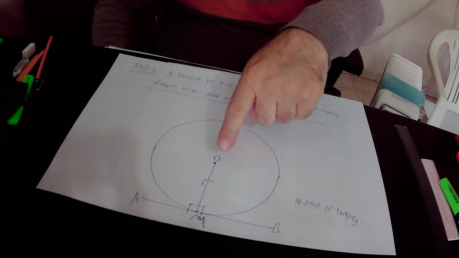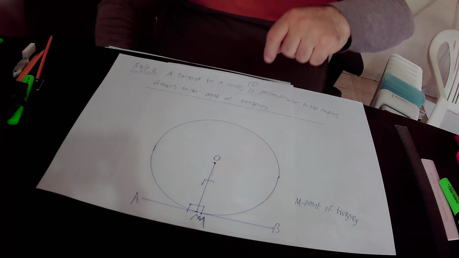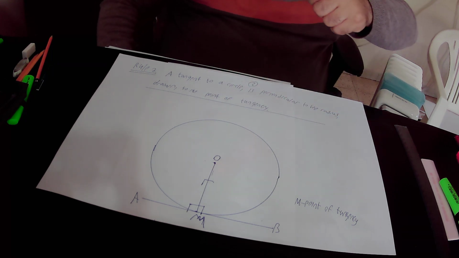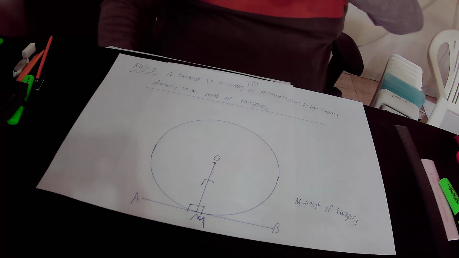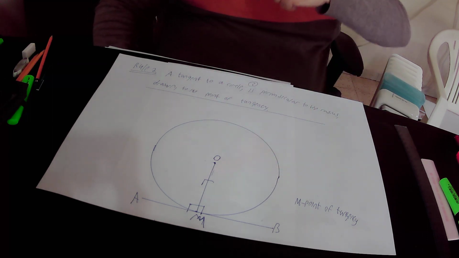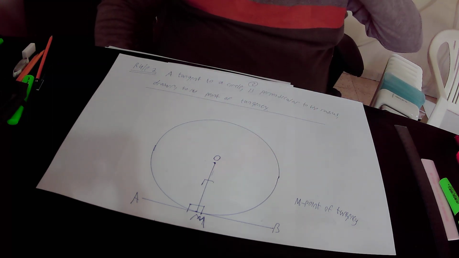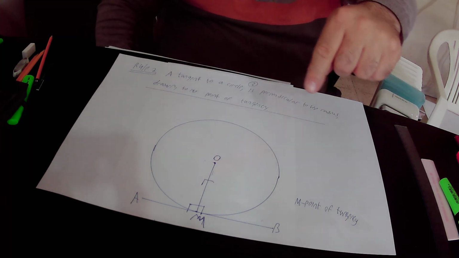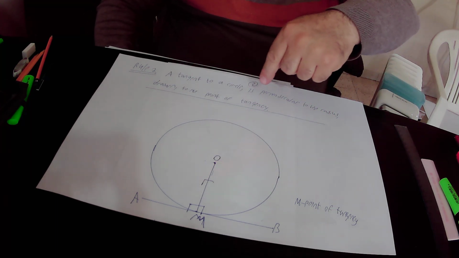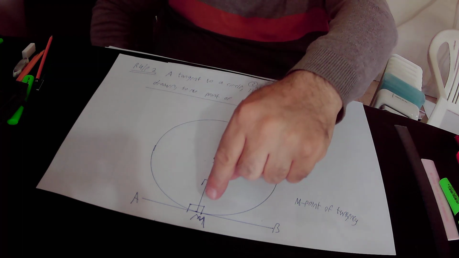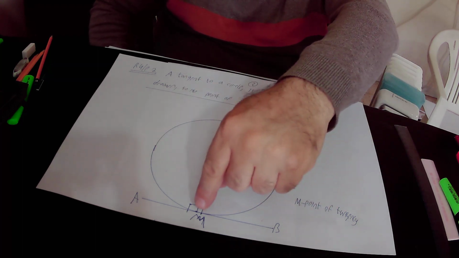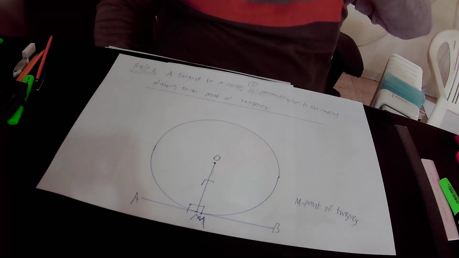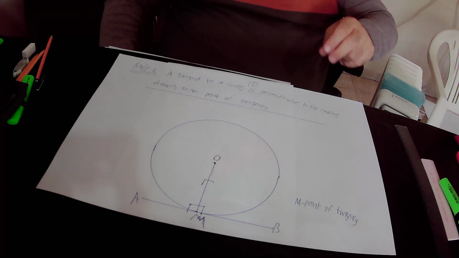OM is the radius of this circle. And we have the radius OM that is drawn to the point of tangency. That is to say, it is drawn to point M, the point of tangency of tangent AB with this circle. Whenever we have a radius that is drawn to the point of tangency, then the tangent will be perpendicular to that radius. That is to say, AB will be perpendicular to MO. So AB is perpendicular to MO. That is to say, this angle equals 90 degrees, and this angle will also equal 90 degrees. This is rule number 2.